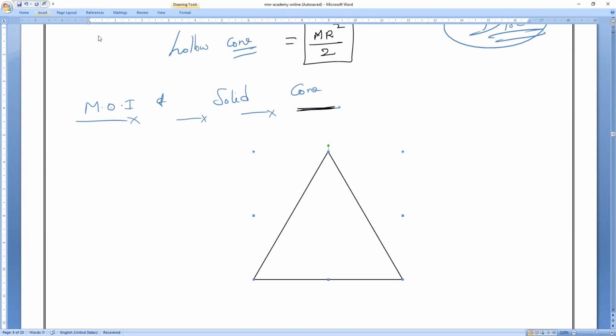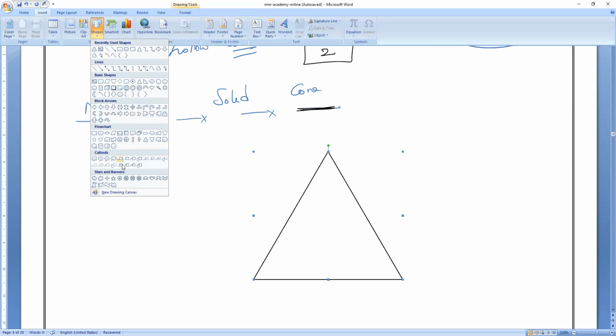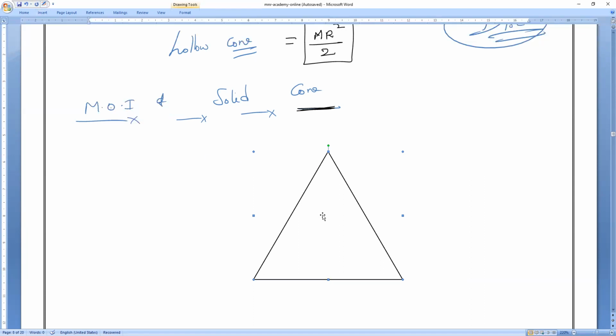There is no cone symbol actually here. I don't know what this is. Is there any cone symbol? I don't think so. No cone symbol, correct? So that's the problem. That's fine, we can make it. So now I will make it.